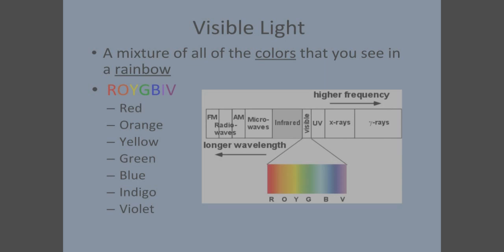Visible light is a mixture of all the colors that you see in the rainbow. So that's our Roy G. Biv. The light spectrum is organized from shorter to longer. Red and orange are our longest, and blue and violet are our shortest waves.